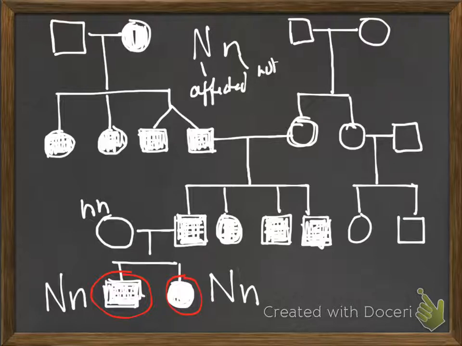Now, for every single one of these, we can figure out this one and this one and this one and this one, because we know what both parents are. We know here that we have an affected parent, we have an unaffected parent. So these guys are all heterozygous.